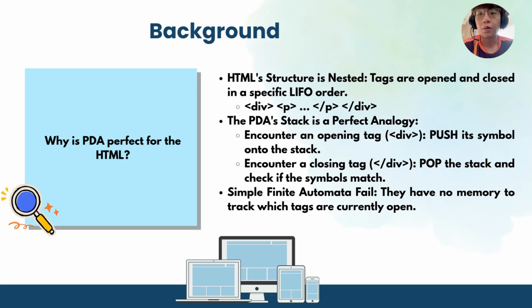So why is this the perfect tool for validating HTML? Because HTML structure is inherently nested and follows exactly the same last-in, first-out logic. When our validator sees an opening tag like div, it pushes a symbol for it onto the stack. When it sees a closing tag div, it pops the top symbol and checks if it matches. If it does, the structure is correct. A simpler machine like a finite automaton can't do this because it lacks the memory to know which tags are waiting to be closed.